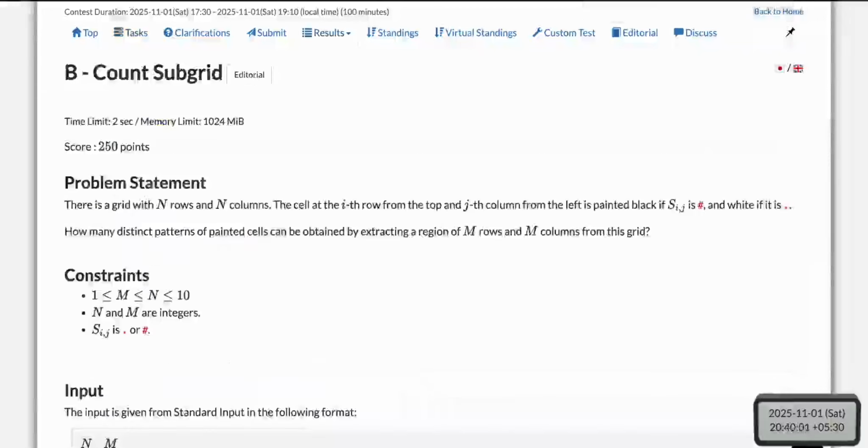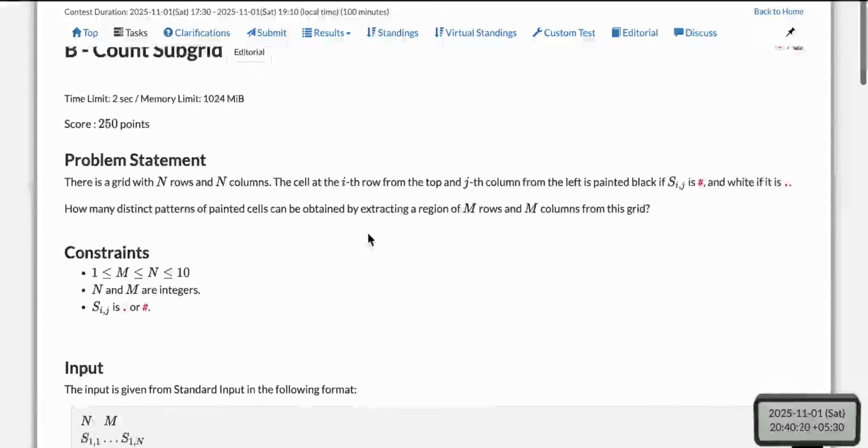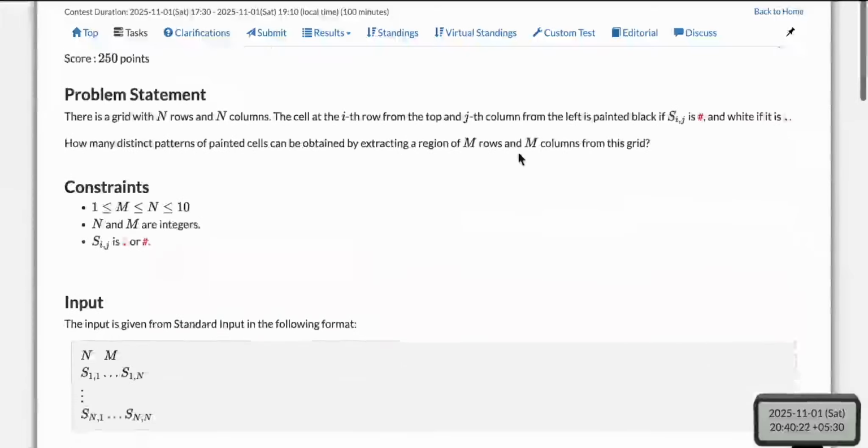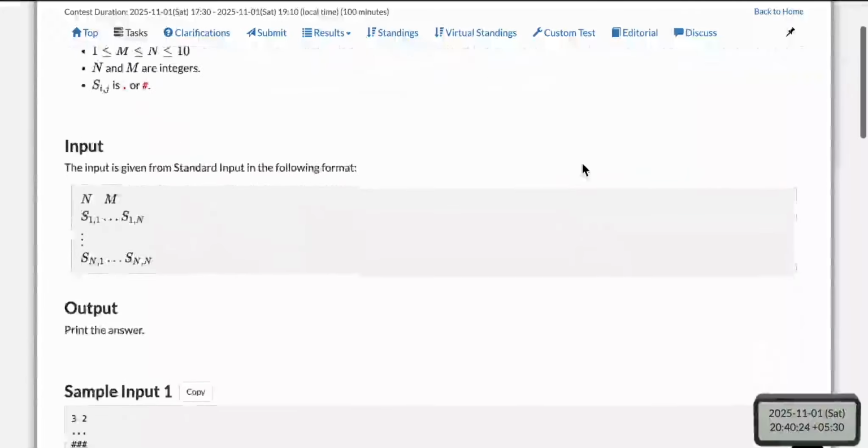Let's move to question 2. There is a grid with n rows and n columns. The cell at the ith row from the top and jth column from the left is painted black if S_ij is a hash and white if it is a dot. How many distinct patterns of painted cells can be obtained by extracting a region of m rows and m columns from this grid?